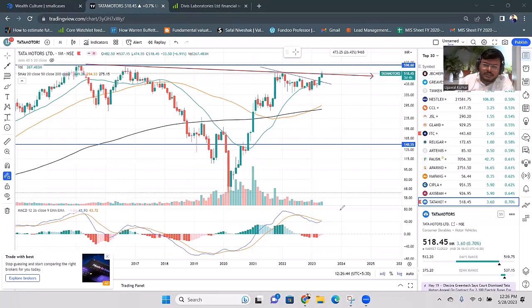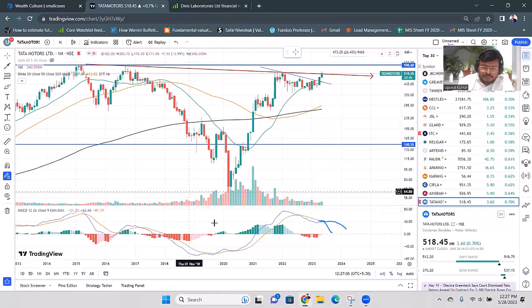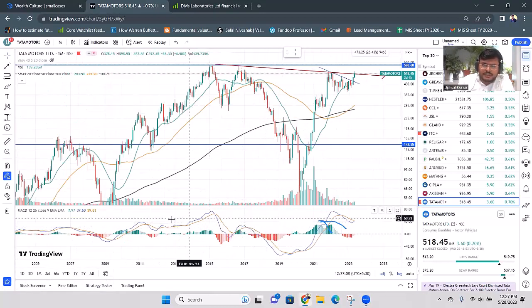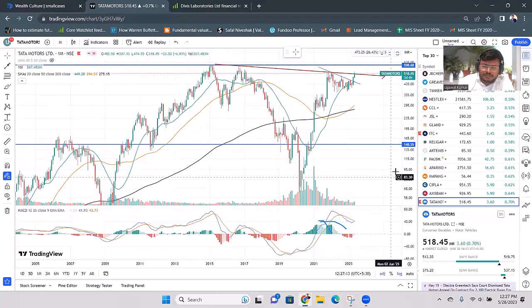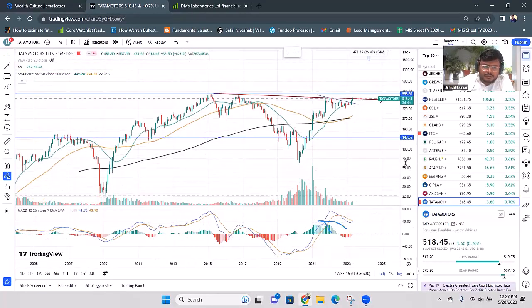Two things can happen. Either it will very conclusively give a crossover, or it will take resistance from here and then start to go down again. Something like this. So let's see. And if you go back in history and see whether we would have been able to time it as per the MACD historically, then I don't think you will go wrong, because these are very clear signs.